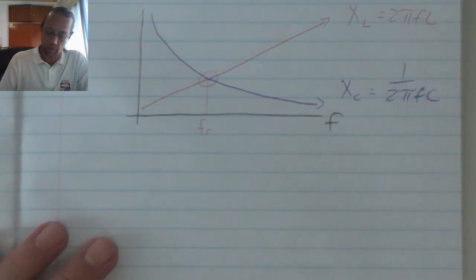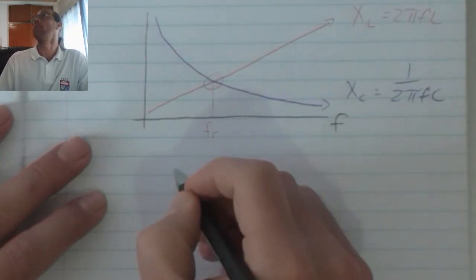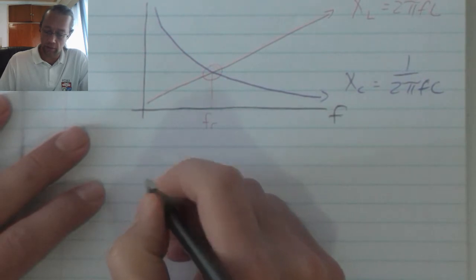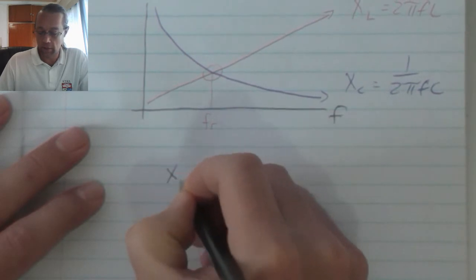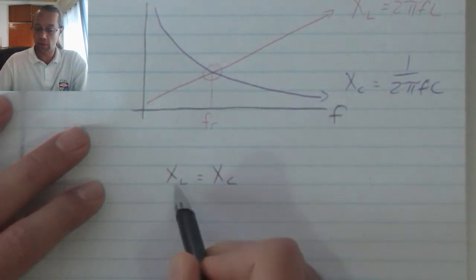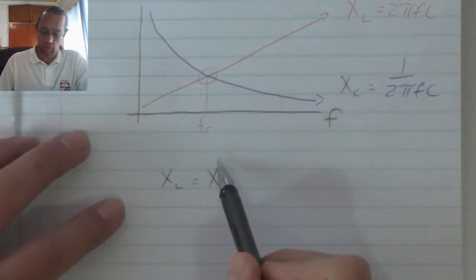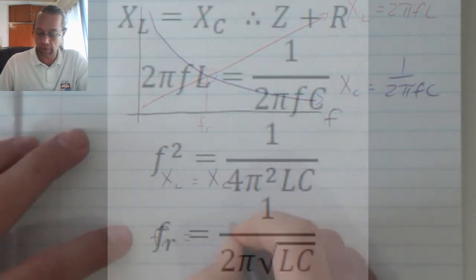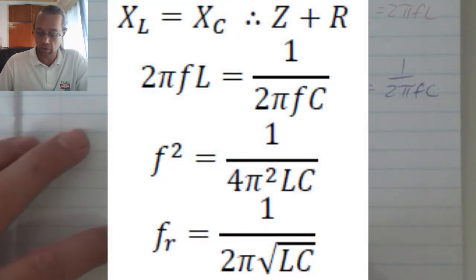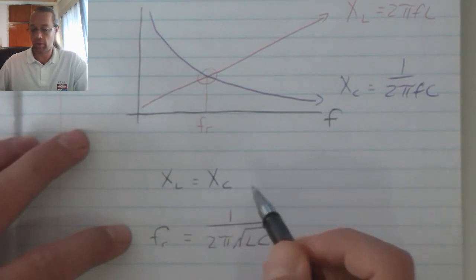Now, in order to calculate the resonant frequency, we know that XC and XL are equal. So you're welcome to do this on your own. XL is equal to XC, and if we substitute these two formulas into this, and we move all the frequencies to the left and we move everything else to the right, we find that the resonant frequency is the inverse of 2 pi times the square root of LC. That is the formula to calculate the resonant frequency.